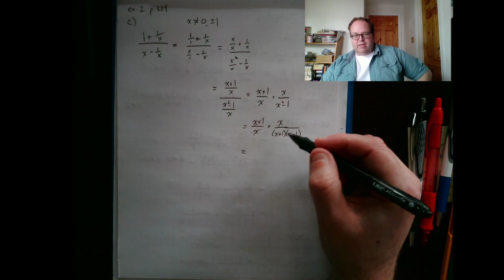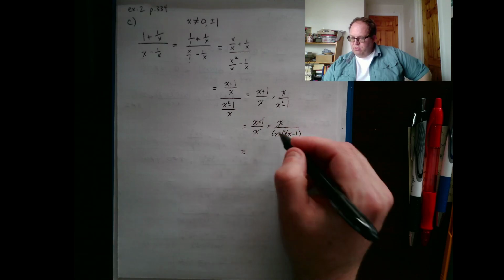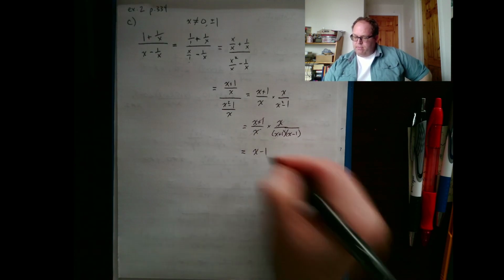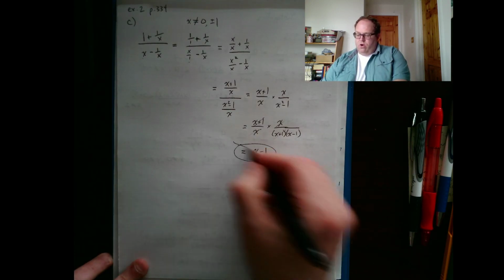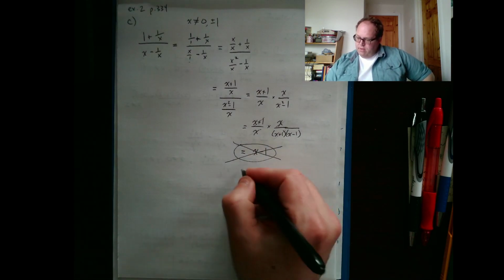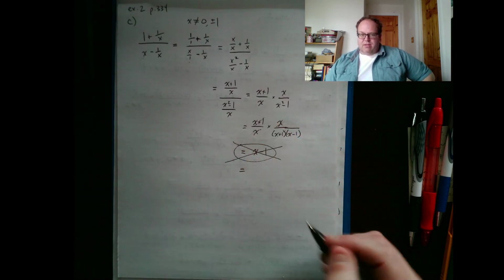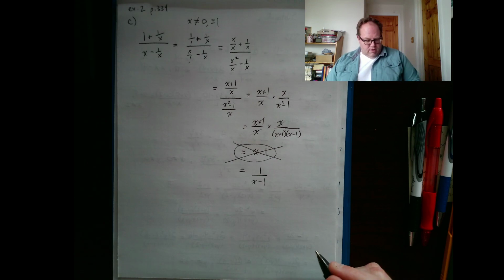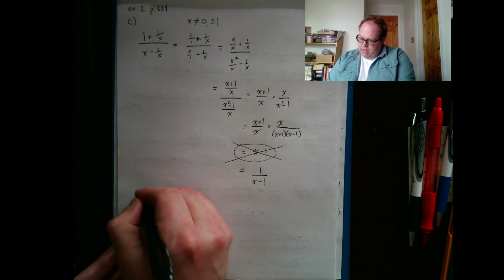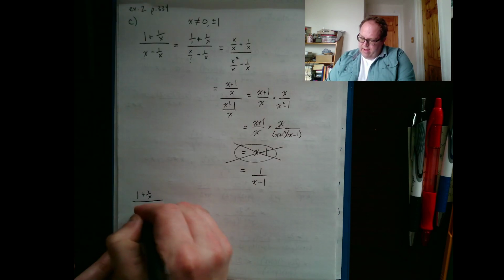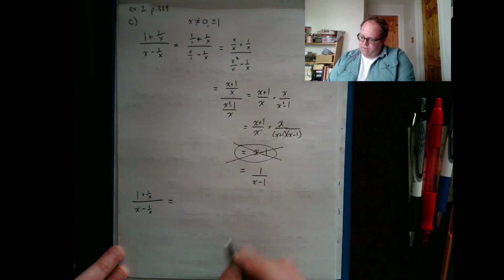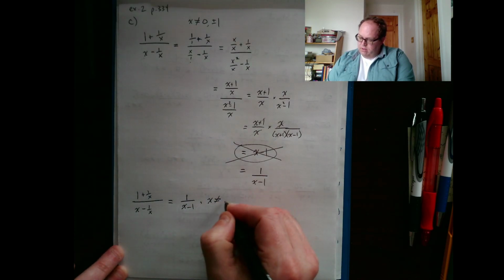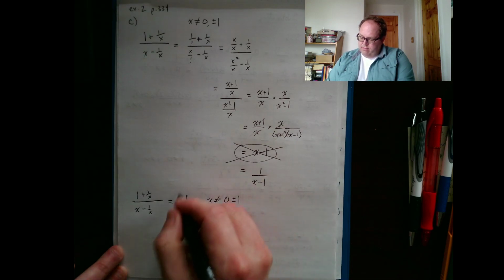One of the more common mistakes I'll see people make is if they cancel out everything in the numerator and they're just left with this division, they would just write it as x minus 1. And that's a big no. Doesn't work that way. There's still a 1 implied in this numerator, so this would be the same as 1 over x minus 1. And ultimately, I can say that 1 plus 1 over x divided by x minus 1 over x is equivalent to 1 over x minus 1 so long as x does not equal 0 or plus or minus 1.